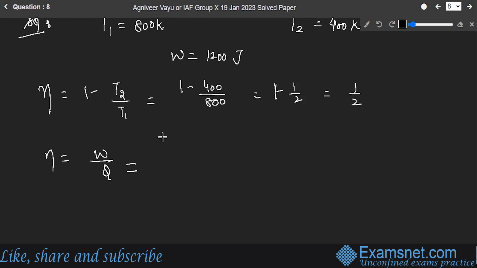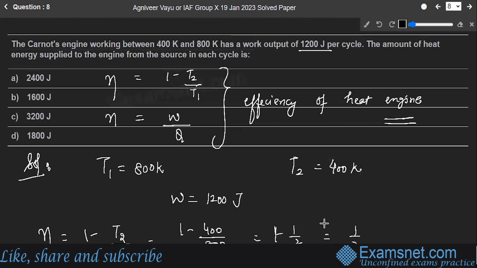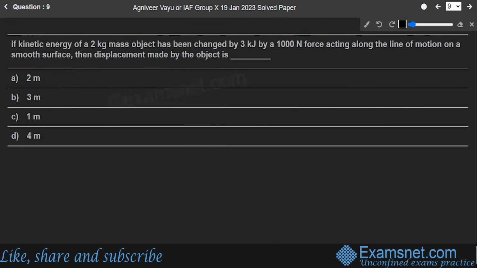So this is equal to, work done is 12, so 1 by 2 is equal to 1200 upon Q, or Q is equal to 2400 joules. That is the heat supply, right? Amount of heat energy supplied. Option A is the correct answer. Hope you got this. Next is question number 9.